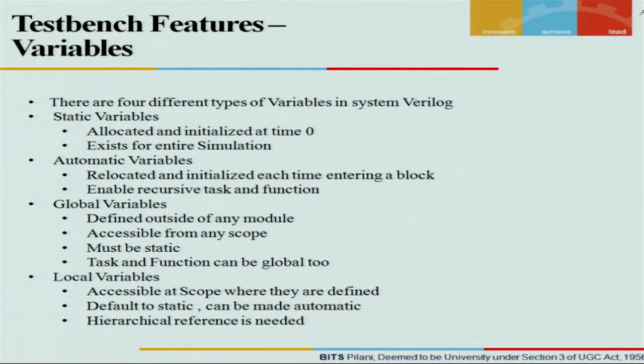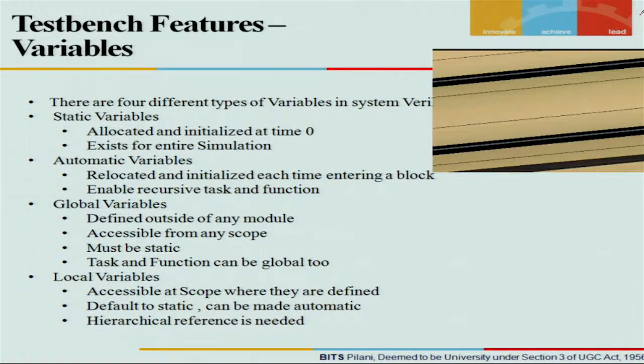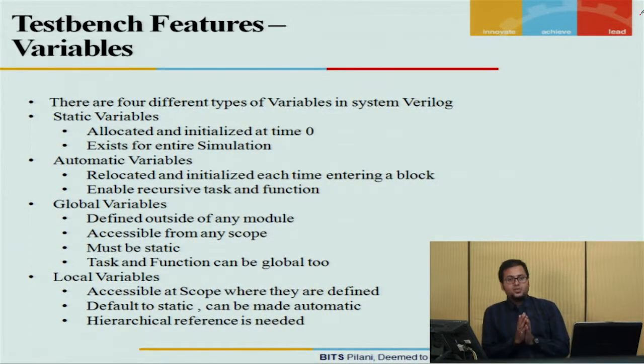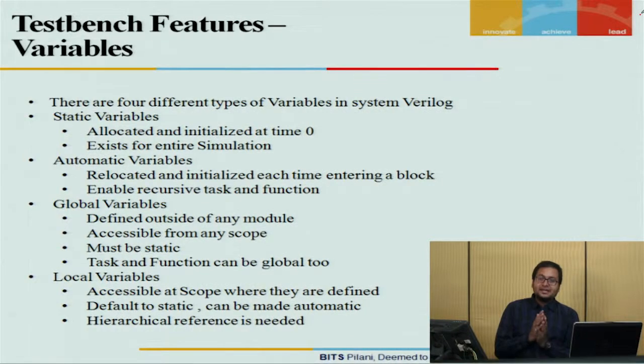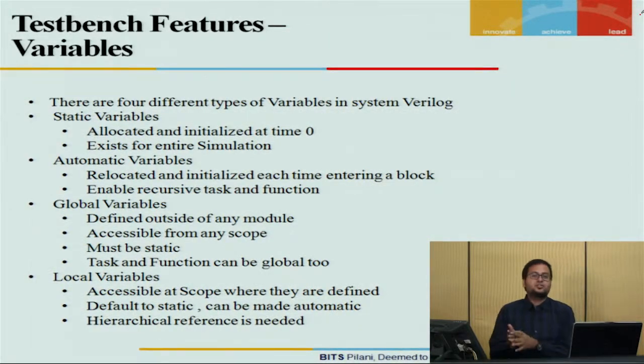Starting with the test bench features, we have 4 different kinds of variables. The first is static variables, then we have the automatic variables, the global variables, and the local variables. You must be familiar with static, global, and local variables from your background knowledge of C and Verilog. Static variables are allocated and instantiated at time 0, and exist for the entire simulation. So it comes into the picture at time 0 and stays till the $finish is called.